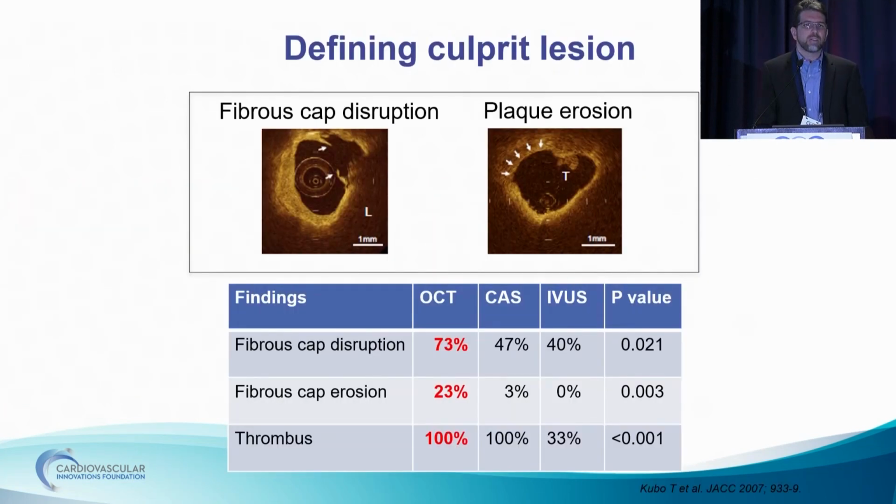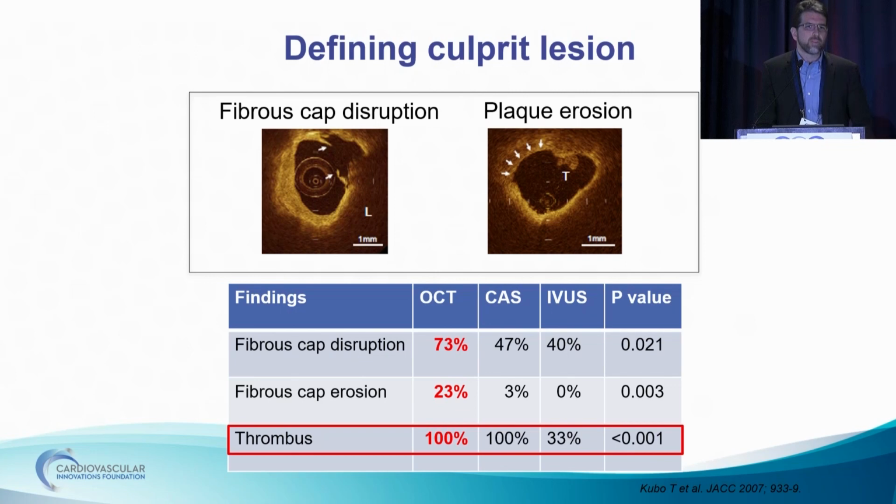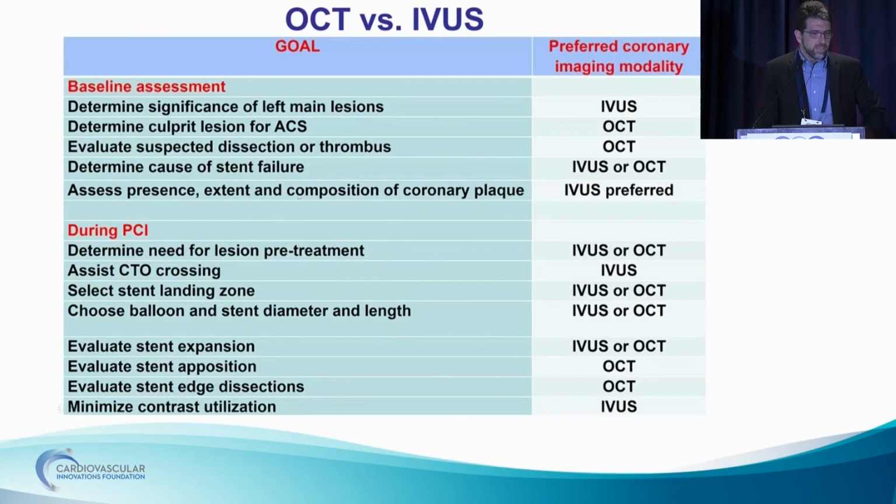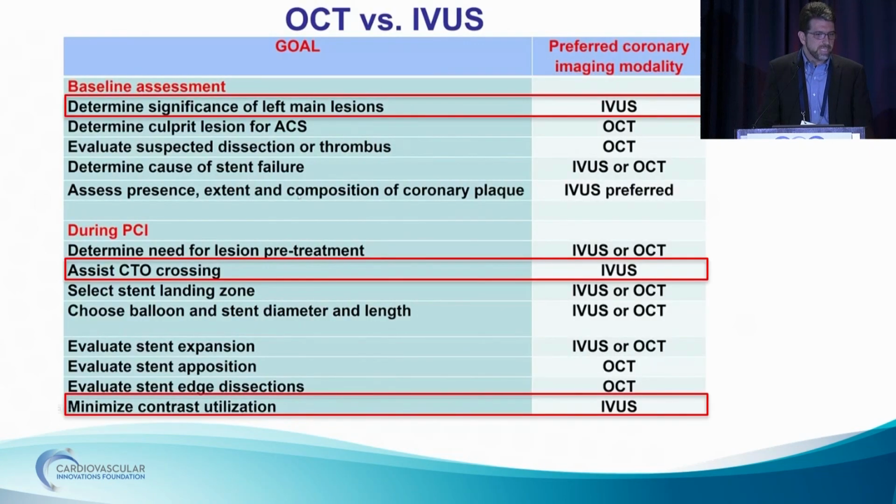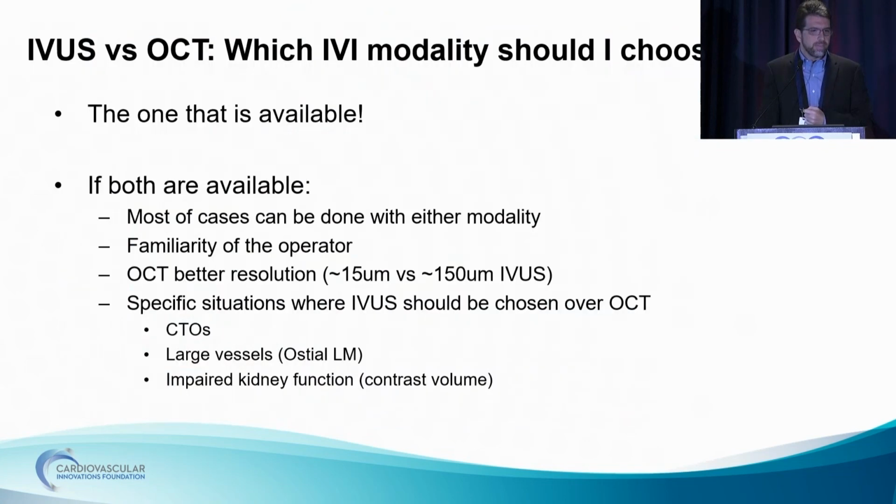For thrombus, also OCT is better. For thrombus, the sensitivity of the OCT is almost 100%, as compared to the IVUS, which is around 33%. So it's much better. If you're doing a case with ACS, sometimes OCT is preferred instead of IVUS. So here in this slide, you can see that most of the times you can use either technology, but for some specific situations, such as big vessels, left main lesions, and for patients when you want to minimize the contrast utilization, you should prefer IVUS.